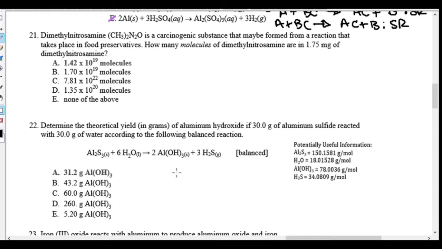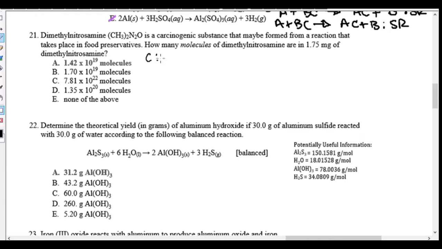Okay, so here we have this substance, dimethylnitrosamine. Nitrosamine, yeah. It's a carcinogenic substance that may be formed from a reaction that takes place in food preservatives. How many molecules of this are in 1.75 milligrams of dimethylnitrosamine? So we're going to need to find out the molar mass of this.